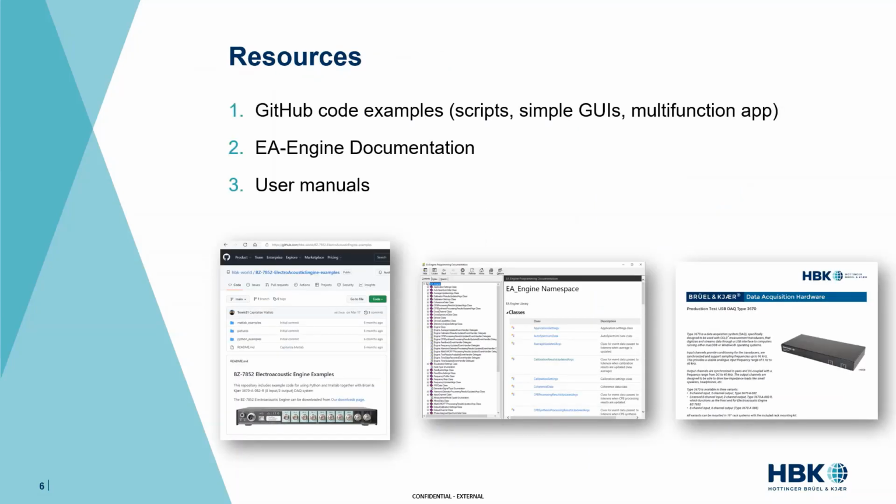Like any good API, there are a number of resources available. We have code examples published on our HBK World GitHub, including some basic scripts which only implement 1 or 2 functions. The simple GUIs that I'm covering today are also up there, along with some multifunction apps in a variety of languages. Additionally, the EA Engine comes with documentation that covers every function, object, and event that the API might offer, in the standard language documentation format. There's also a user manual for the 3670, which covers all the technical details and some of the command line interaction that you can have.